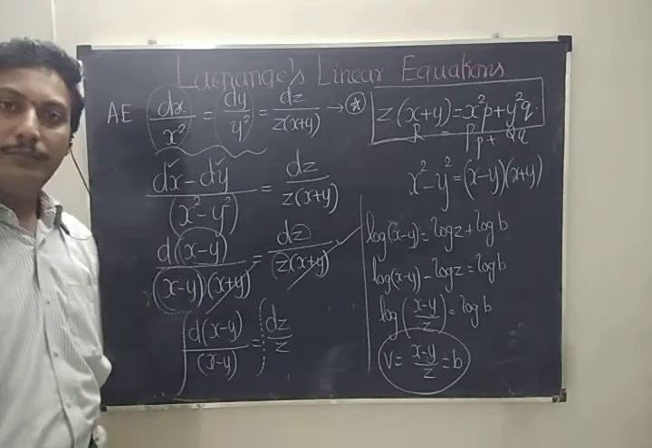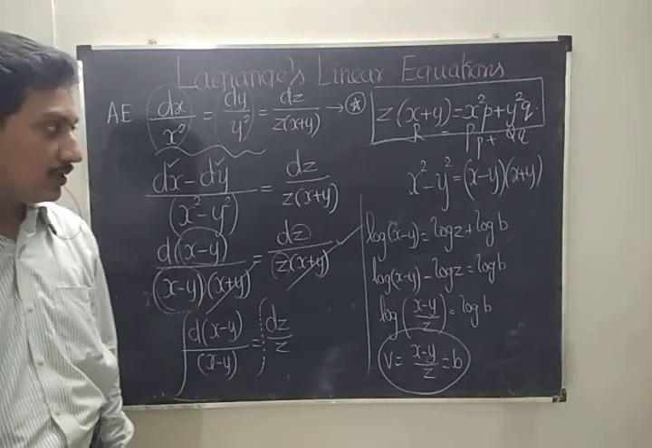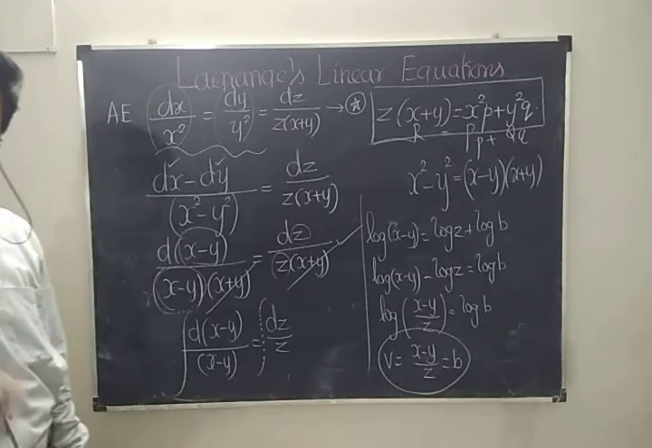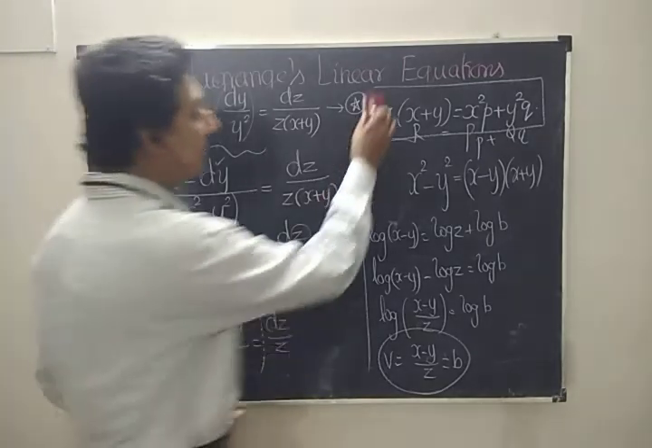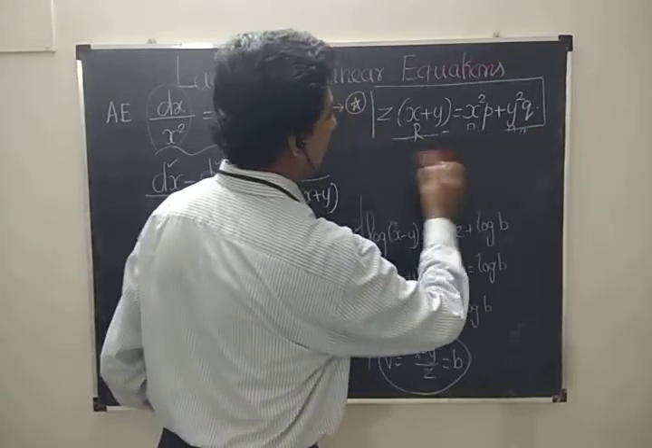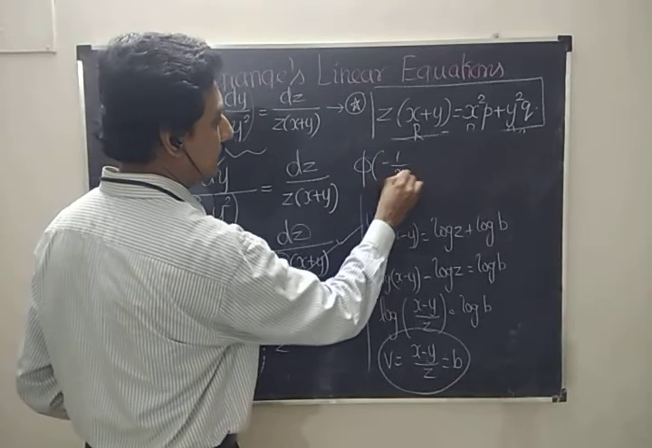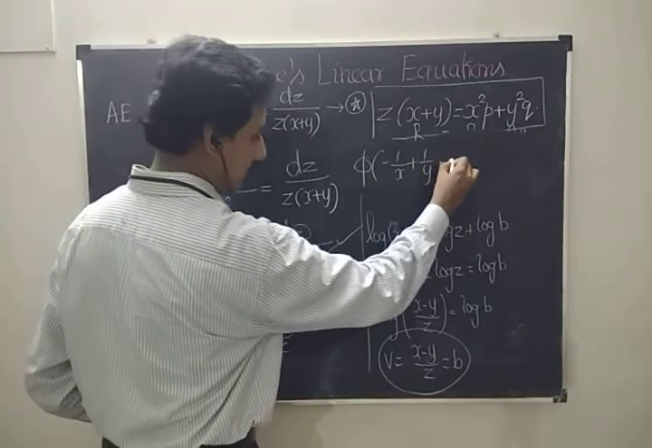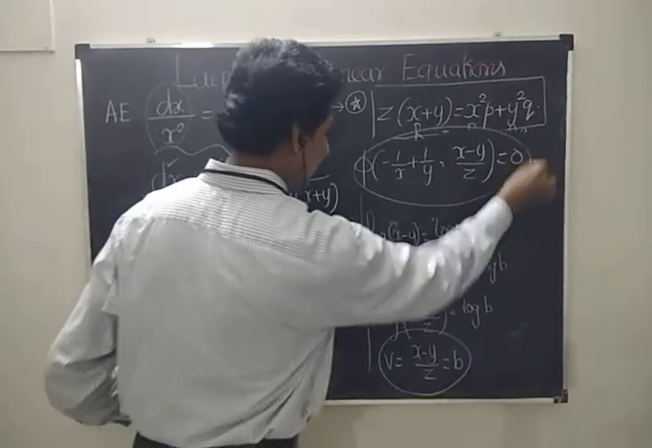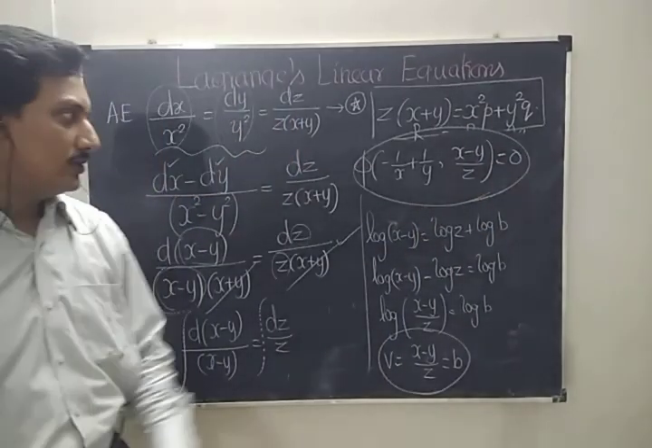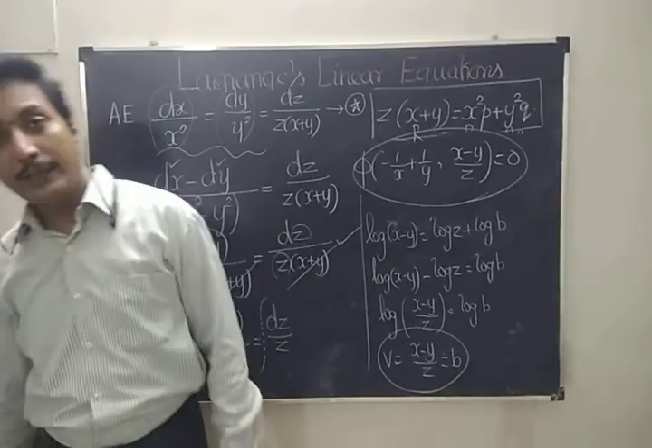Suppose the method of grouping doesn't work. Once we get v, we already found u as well. Hence the complete solution of this equation is phi of u comma v equal to 0, that is phi of minus 1 by x plus 1 by y comma x minus y by z is equal to 0. What about z? z is a function of x and y. So let us see that these two are distinct as well as independent solutions.